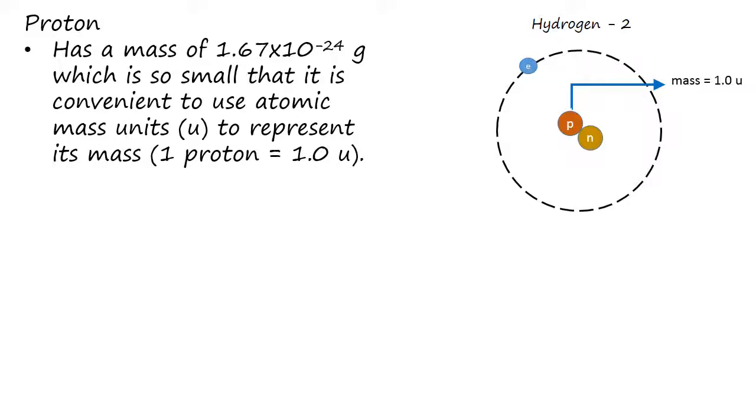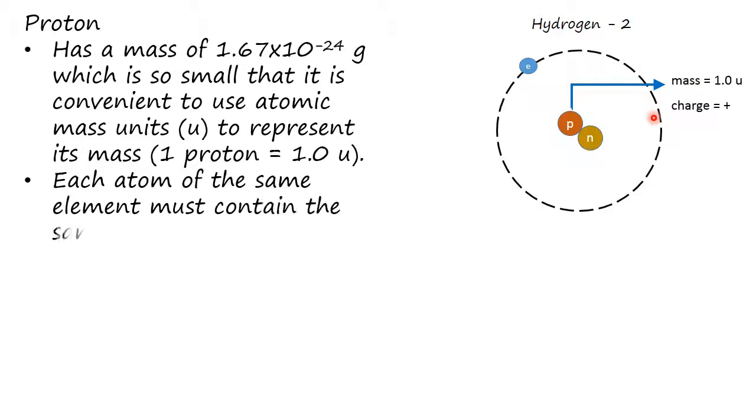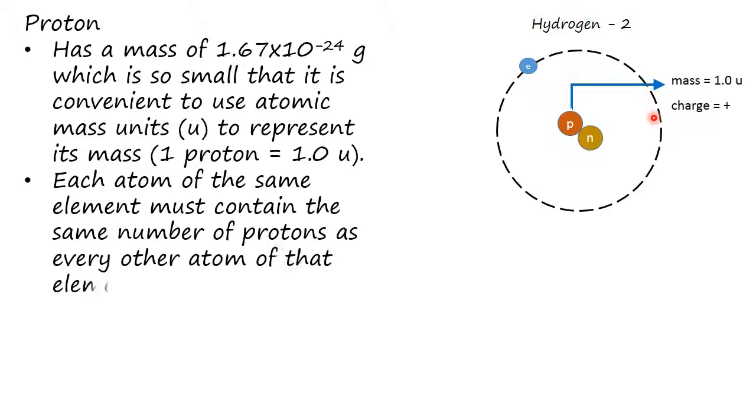It also has a positive charge, which we said previously. So protons have a positive charge and a mass of 1 atomic mass unit. Each atom of the same element must contain the same number of protons as every other atom of that element. So for instance, hydrogen 2 is hydrogen due to the fact that it has 1 proton. If it had more protons than 1, then it would no longer be hydrogen, it would be a different element.